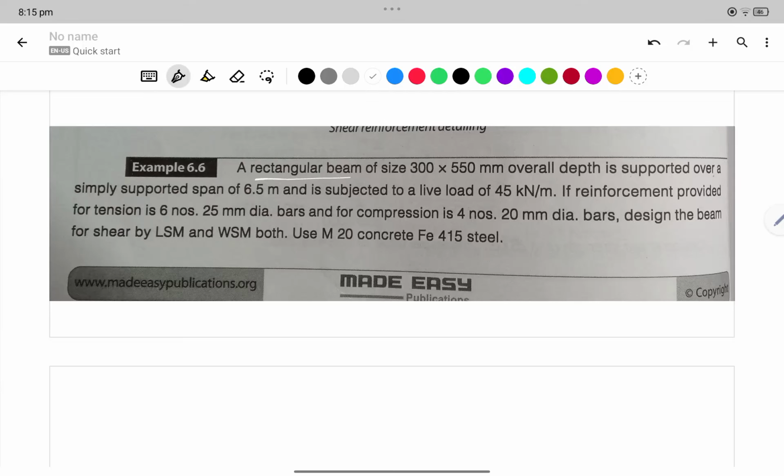It is a rectangular beam of size 300 into 550 mm overall depth, supported over a simply supported span of 6.5 meter, and is subjected to a live load of 45 kilonewton per meter. If the reinforcement provided for tension is 6 number 25 mm dia and for compression is 4 number 20 mm dia, design the beam for shear by LSM and WSM both. We will use the LSM only, with M20 concrete and Fe415.